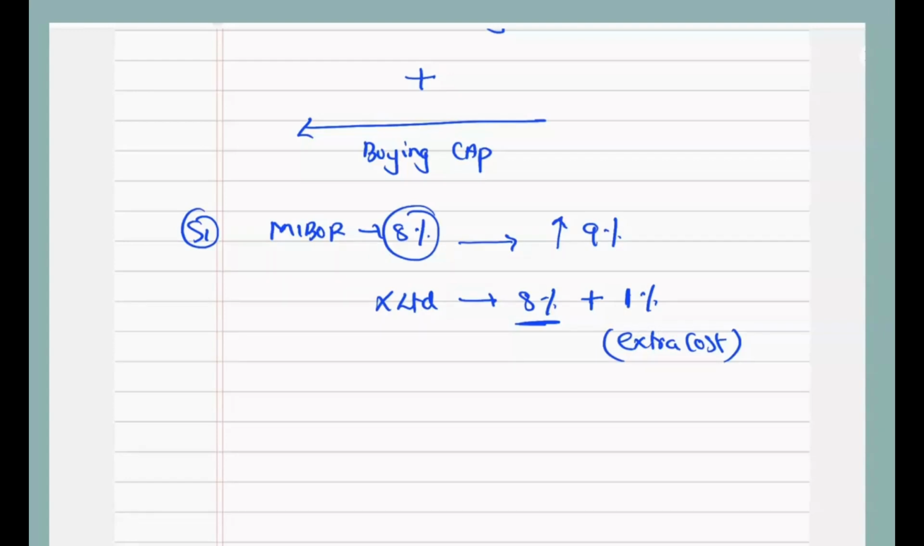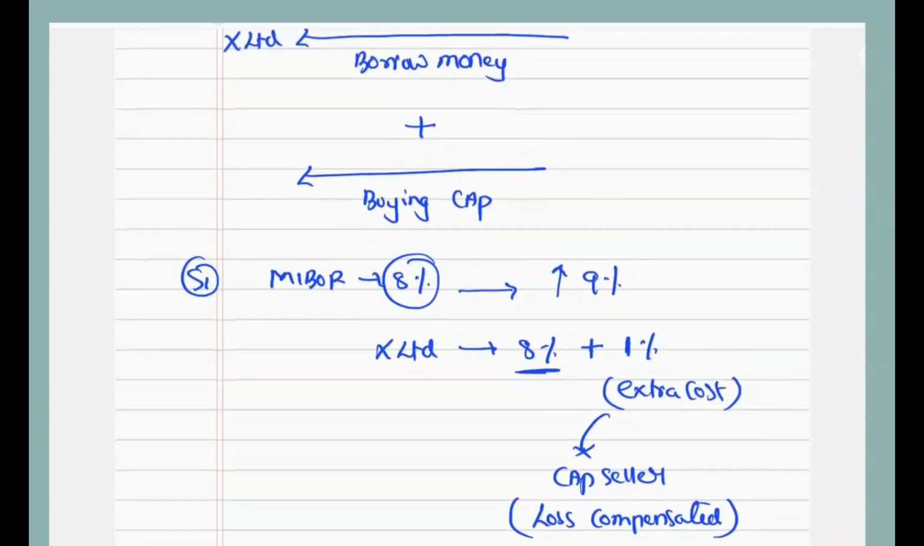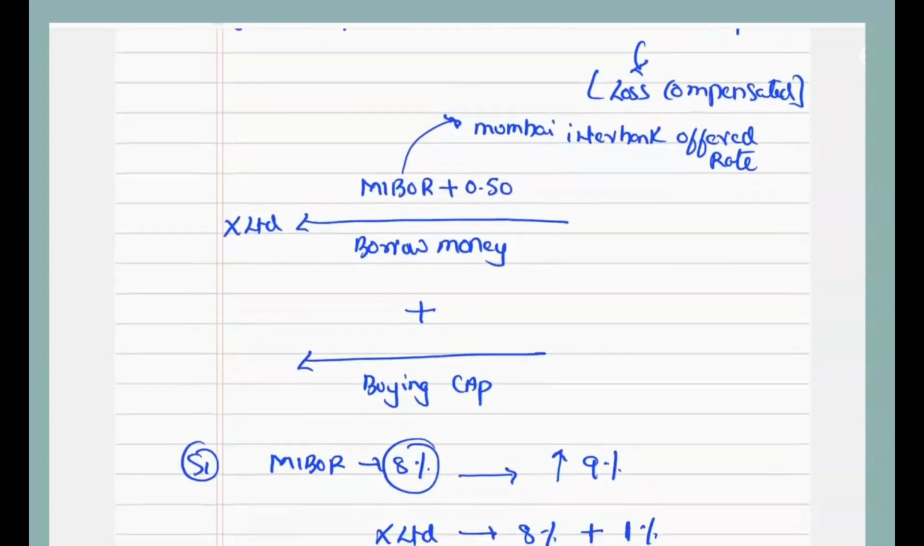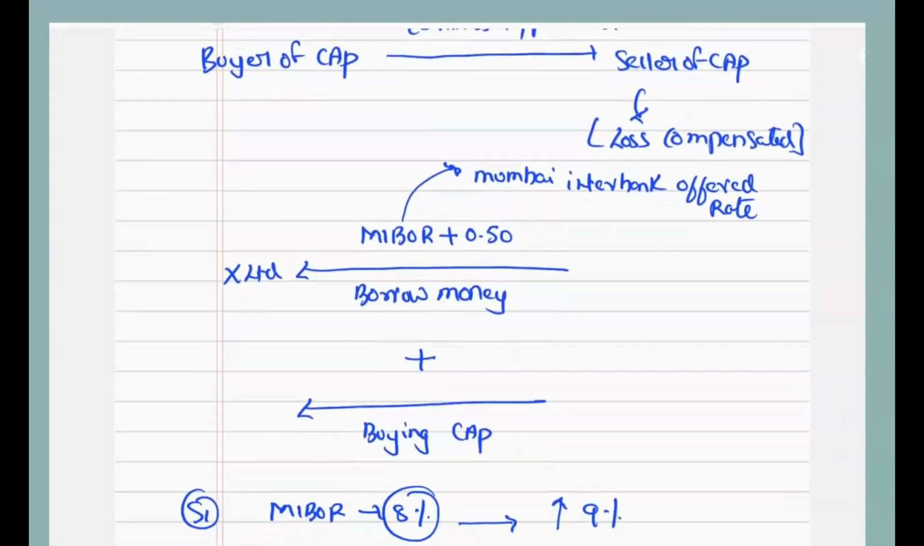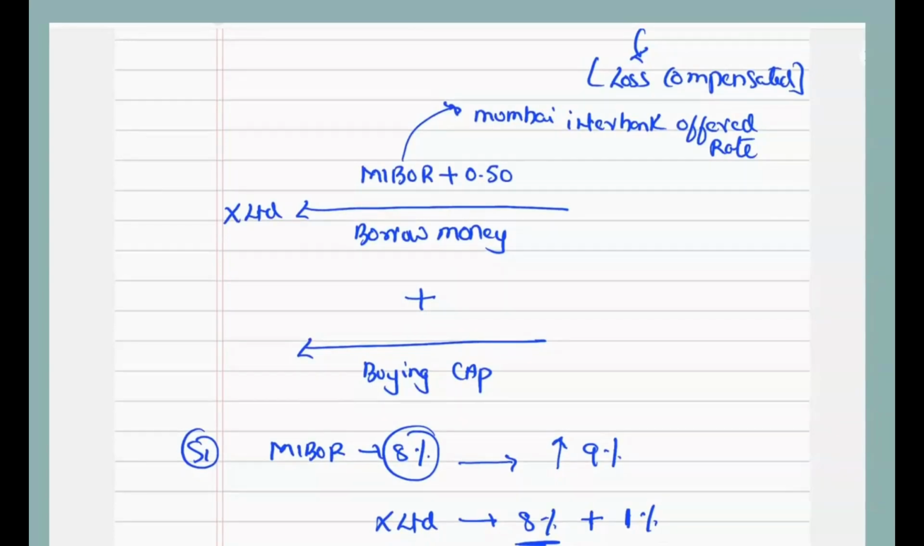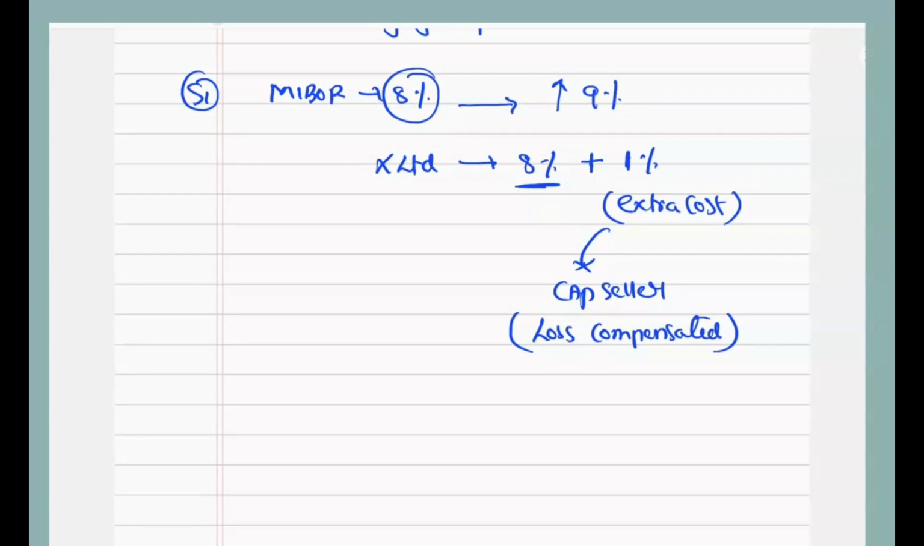So in this case, you are buying a cap, which is an option type contract to protect against the risk. This extra cost will be paid by the cap seller. This is a loss which is compensated by the cap seller. So you'll be paying 8%, and this 1% will be compensated by the cap seller. That is the purpose of the cap, right? This is a very simple part. This is an extra cost which is compensated by the cap seller.